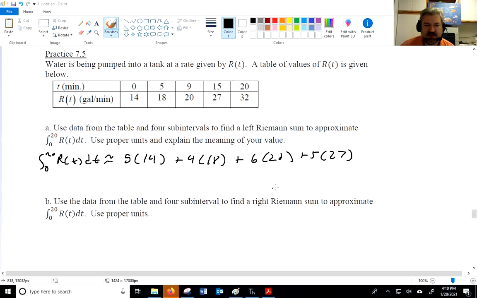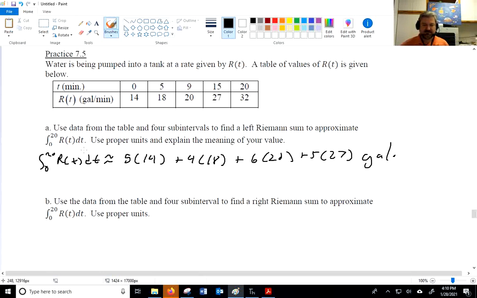Now the units. Well, this 5 is a change in minutes. So this is in minutes, and this is in gallons per minute because it's a rate. So 5 times 14: 5 minutes times 14 gallons per minute will be just gallons. So this whole thing is going to be in terms of gallons. And we could simplify it, but we don't have to if it's a free response.